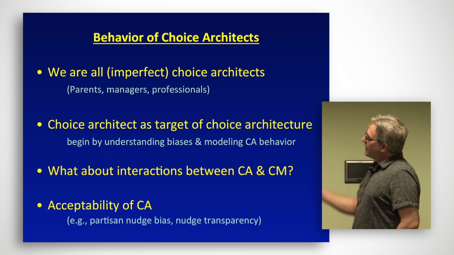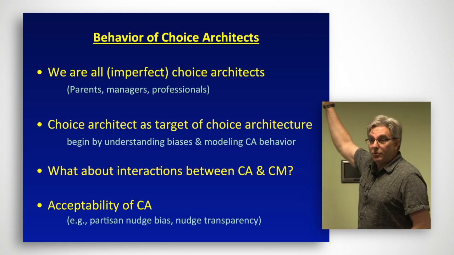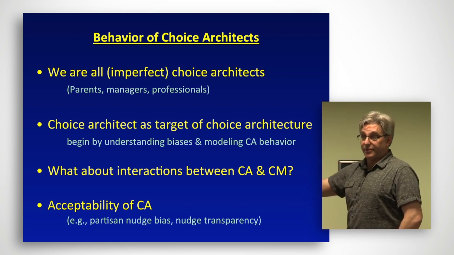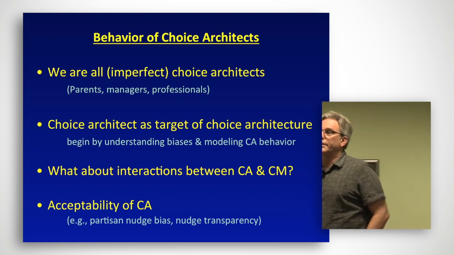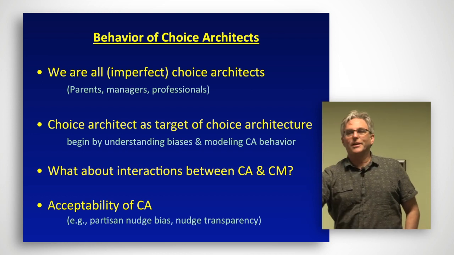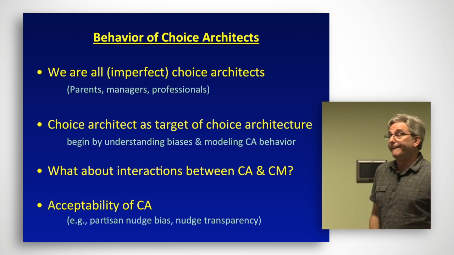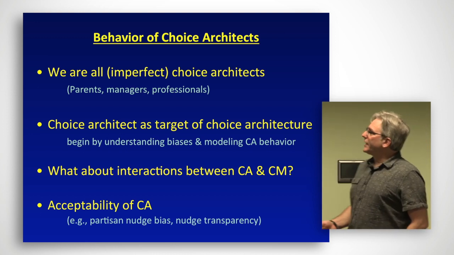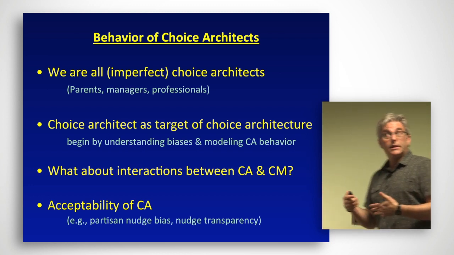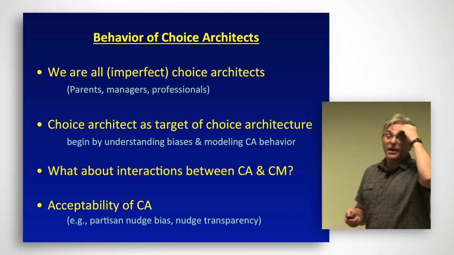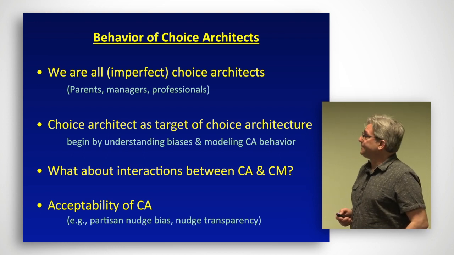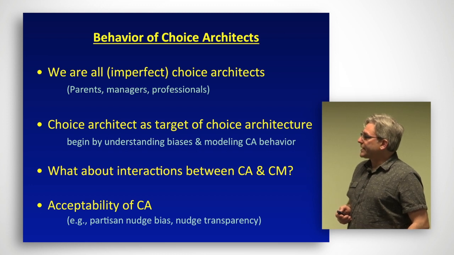Also, choice architects as a target of choice architecture. If I'm a top-level manager in a firm or a government and I've got a bunch of formal or informal choice architects working underneath me, I might think, well, maybe I can influence them to make good decisions about the choice architecture they set up by having a kind of meta-choice architecture in place. And we can start to think about interactions in a multi-period game between the choice architect and the choice maker. There are some folks who have started talking about that. This is all very new, but it opens up a new field of study. Of course, we can also talk about the acceptability of choice architecture.